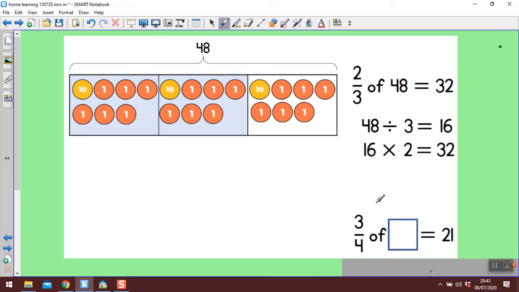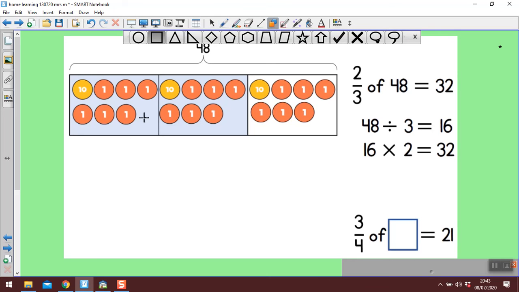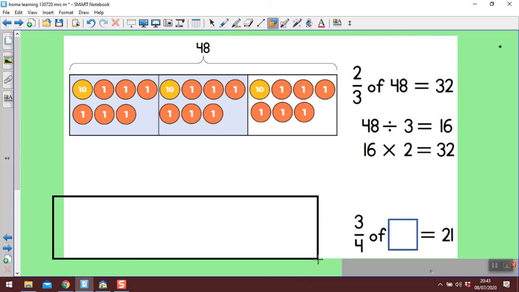So the answer is 21. So what we can do is have a bar. We don't know what the overall number is, but we know that there's going to be 4 parts. And this is a tricky question. There's 4 parts and 3 out of 4 parts makes 21. So this plus this plus this equals 21. And there's got to be the same number in each group.